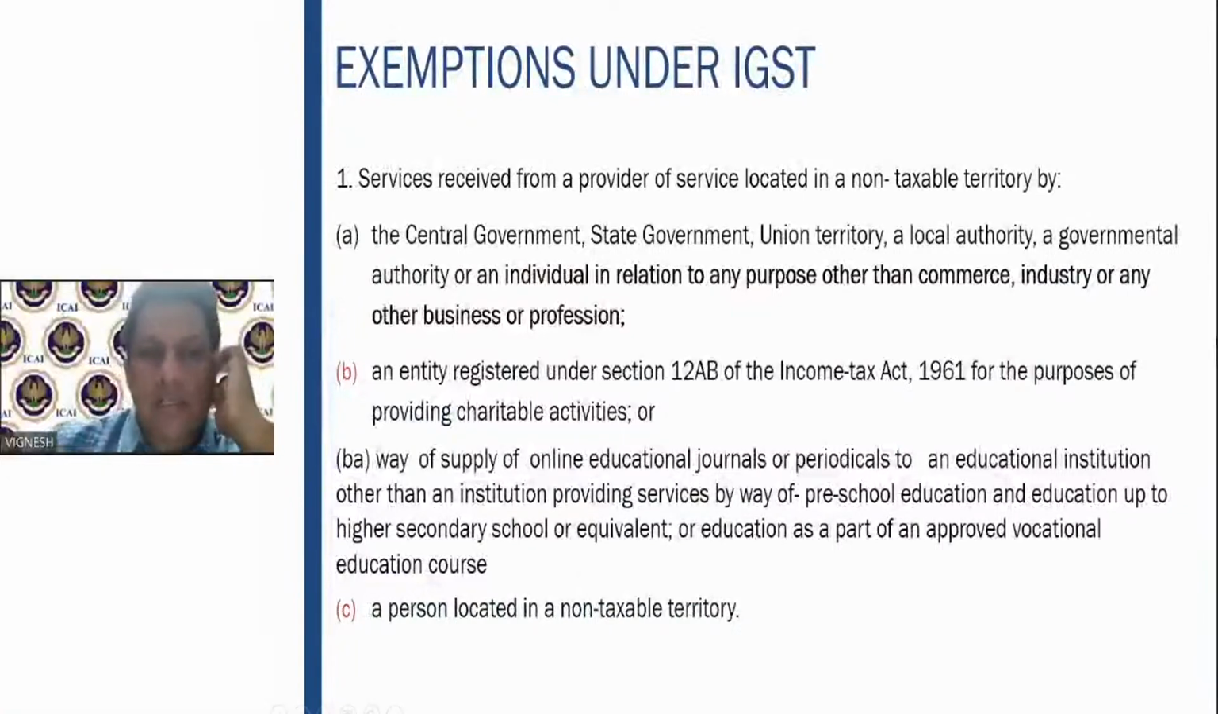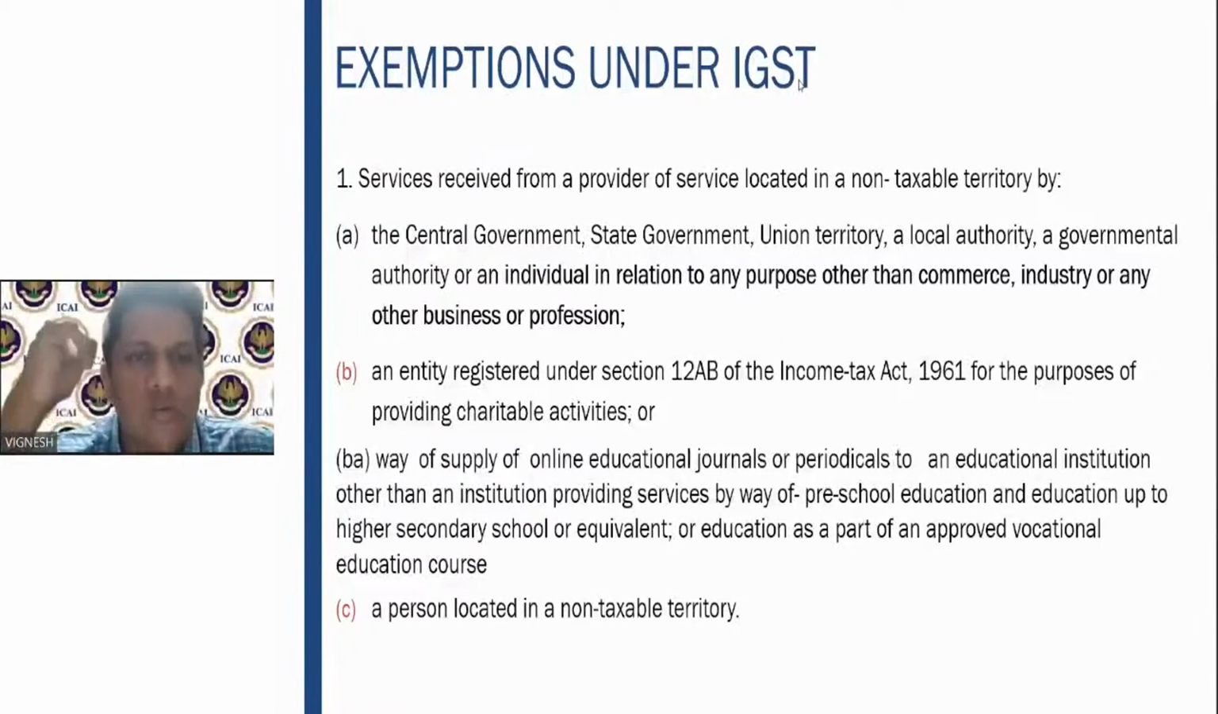Under IGST, what are the services which are given here? Under IGST, as I told you, there are certain services which are exempt. Services which are received from a provider of service located in a non-taxable territory, that is, outside India, one service provider is there and from there you are receiving the services. The Central Government, State Government, Union Territory, or an individual receiving the services for any purpose other than commerce, industry, or other business or profession. Or an entity registered under 12AB receiving the service for the purpose of providing charitable activities.